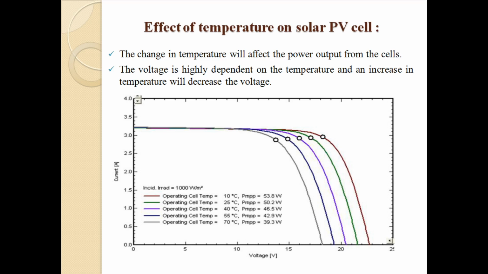So when we focus on this curve, we come to know that at 25 degrees we get the maximum power output of 50.2 watts, at an operating cell temperature of 40 degrees we get an output of 46.5 watts, at an operating cell temperature of 55 degrees the maximum power is 42.9 watts, and at an operating temperature of 70 degrees we get 39.3 watts.